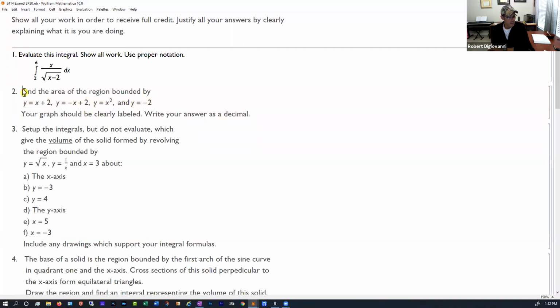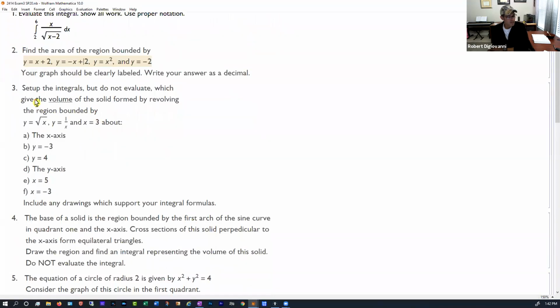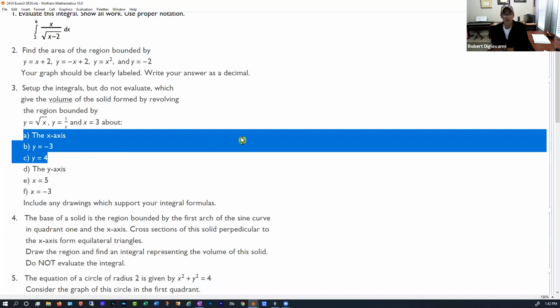So I made them actually calculate that whole thing. So that's the area between two regions. Then I said, set up the integrals, but do not evaluate them, which give the volume of the solid formed by revolving the region bounded by, and I gave them the region here. And I had them revolve that around the x-axis, y equals -3, y equals 4, the y-axis, x equals 5, and x equals -3. So they had to generate 6 different integrals because I had them rotated around 6 different lines. What we've covered so far would cover us for the first 3.